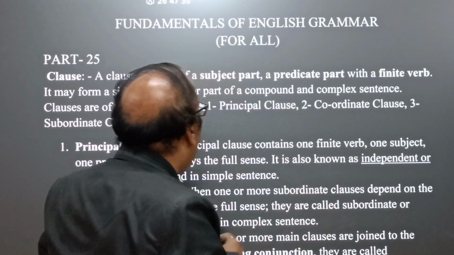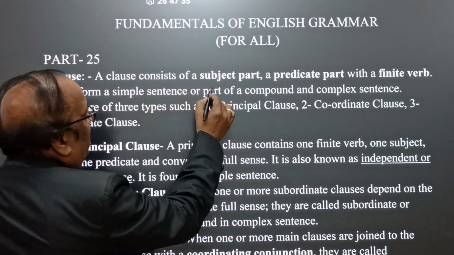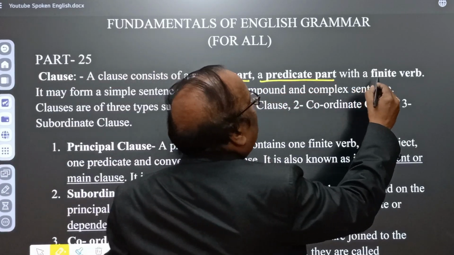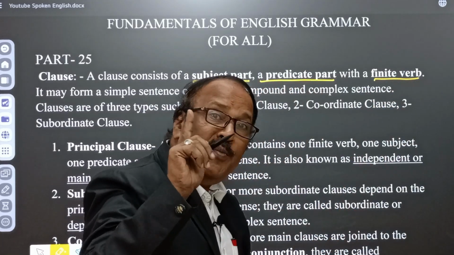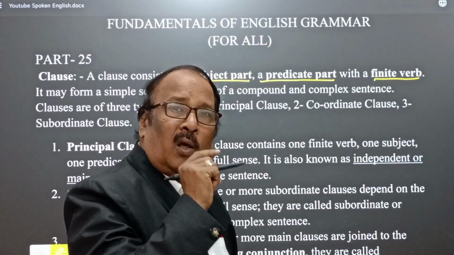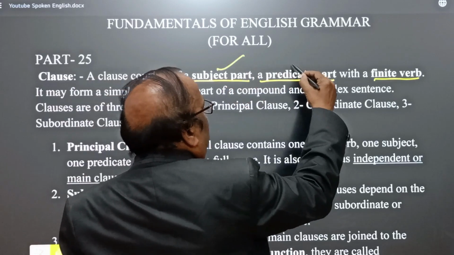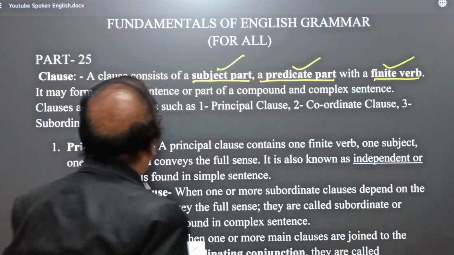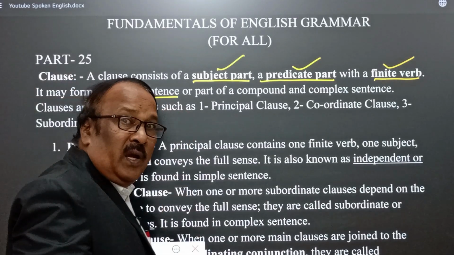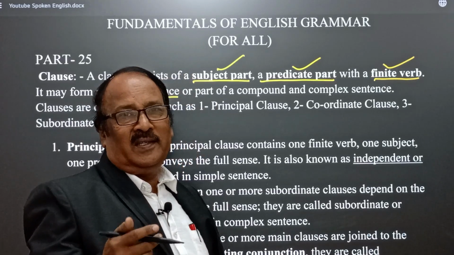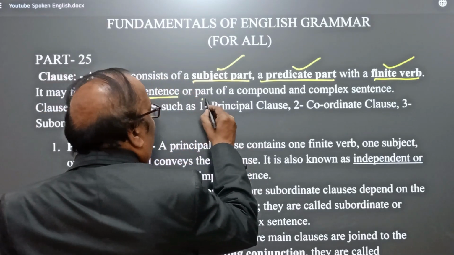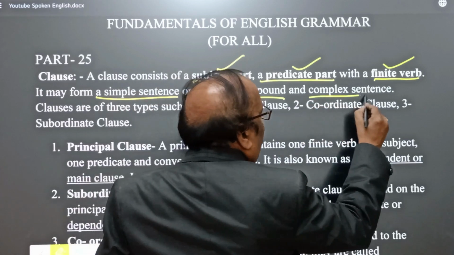Well, let's see how. Remember, a clause consists of a subject part and a predicate part with a finite verb. This is the most important factor in order to distinguish between a phrase and a clause. It may form a simple sentence, giving complete meaning. Again, a clause may be part of a compound or complex sentence.